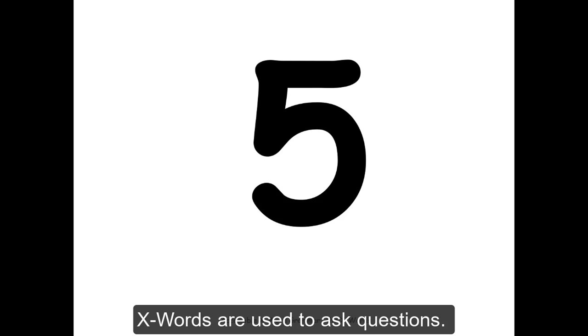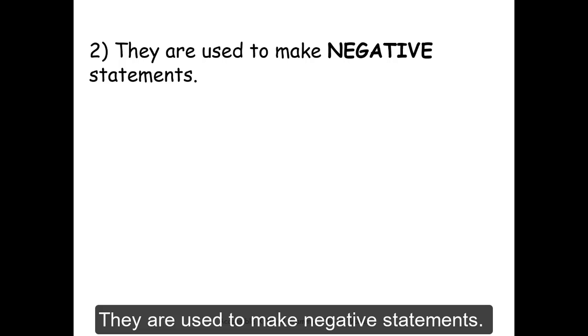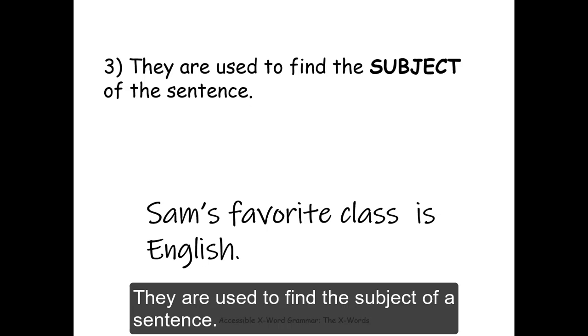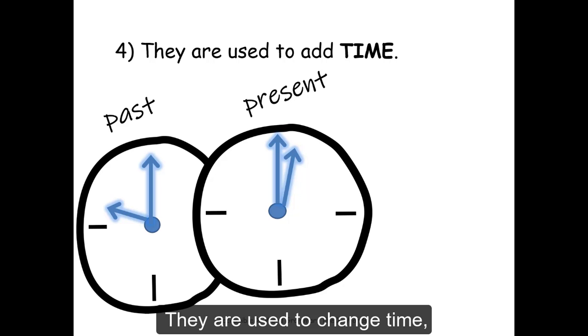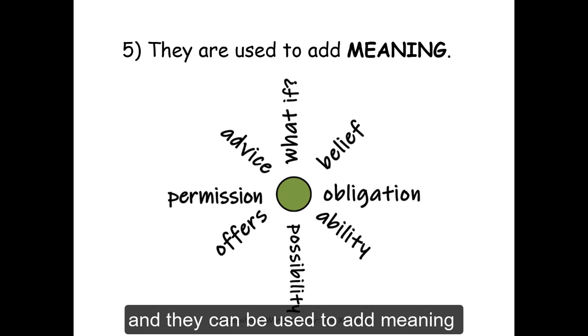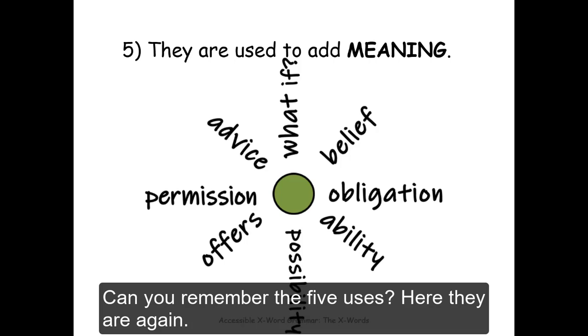XWords are used to ask questions. They are used to make negative statements. They are used to find the subject of a sentence. They are used to change time. And they can be used to add meaning. Can you remember the 5 uses? Here they are again.